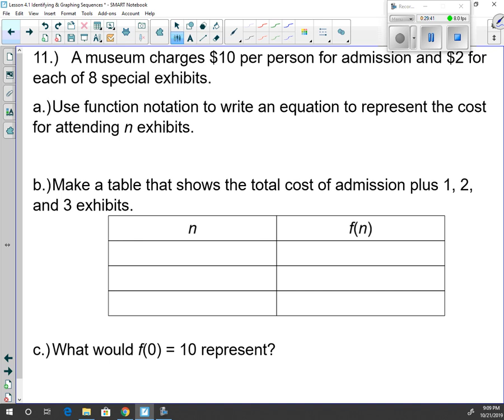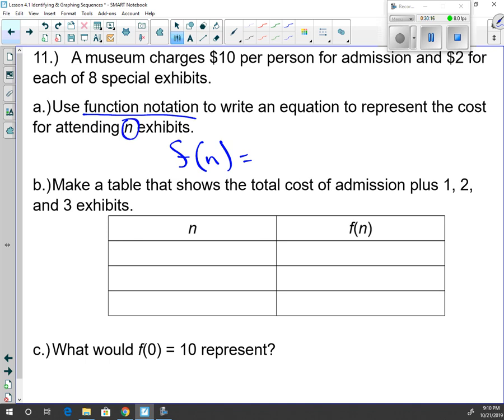All right, last example here, and then we'll be done for class. So, real world example, right? A museum charges $10 per person for admission and $2 for each of 8 special exhibits. It says use function and function notation to write an equation to represent the cost of attending n exhibits. So if I'm writing a function in function notation, that's going to be f of n is equal to something, right? Or f of x, but I used n because it said to use n.